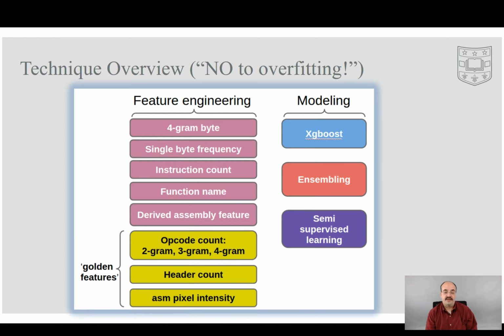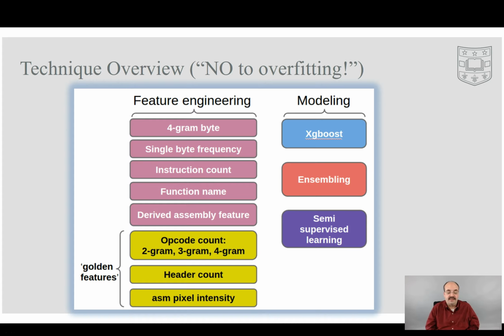The feature engineering, they used n-grams for the assembly, which is basically just sort of word pairings or words in an order. Instruction counts, the function names, and then the assembly names. The golden features, now some of these are a little more complicated to explain than we'll get into, but what they mean by golden are these are the ones that they felt really won the competition for them. So the bottom one was very interesting.